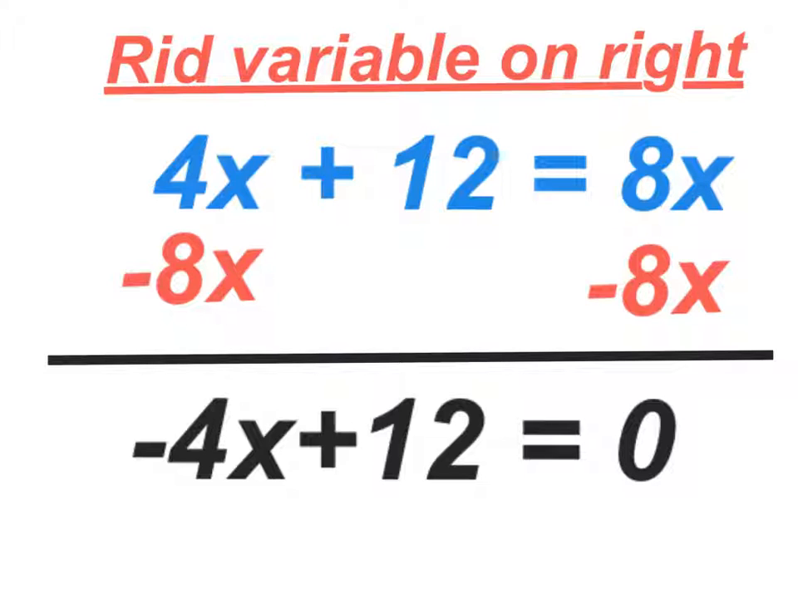And now on the right, 8x minus 8x is 0, and 4x minus 8x is negative 4x. Notice how we took the terms with x and literally stacked them right underneath each other. That helps us with organization. This is what my equation is right now.